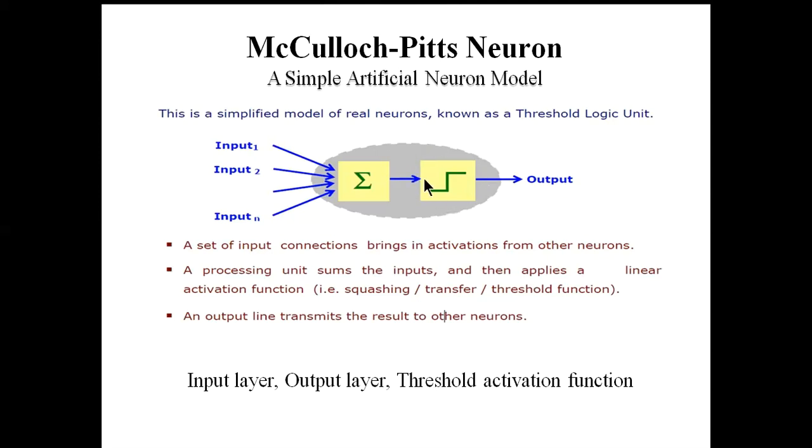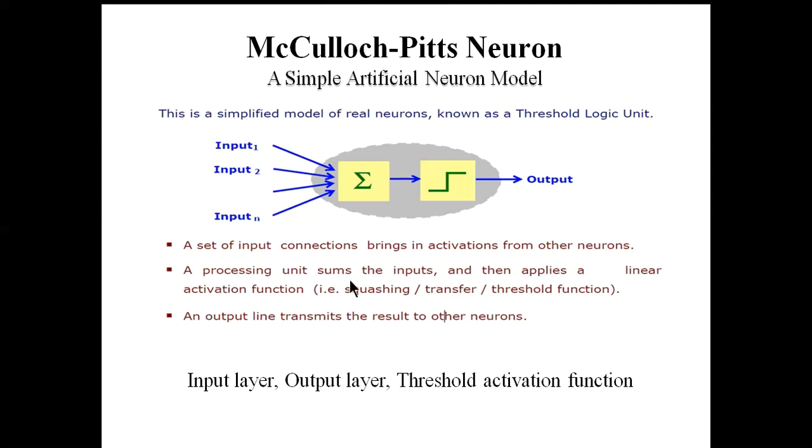Now this portion is called the threshold activation function. So what is the threshold activation function? Basically the operation is like this. All the inputs are accumulated or summed up in this accumulator portion, and if the output of this accumulator is greater than some threshold value, which we call phi, then the output will be 1, or else the output will be 0.